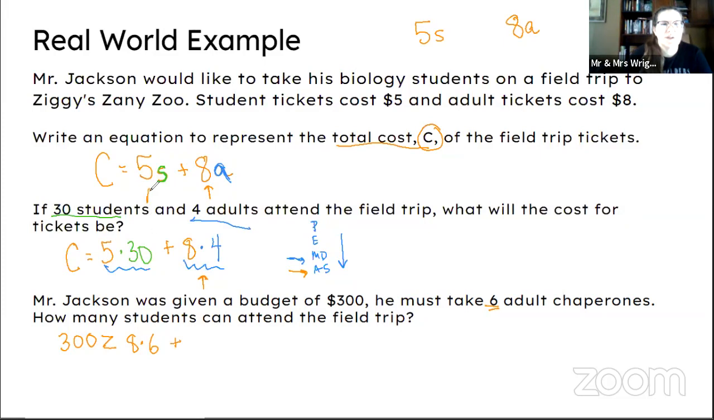Okay. How many students can attend the field trip? Plus, now I'm going to plug in my student term here. 5 times S. So we want to know how many students can attend this field trip. So we have to look at what's going to be less than or equal to $300, which is his budget. So let's start by combining our like terms or doing any operations that we're able to just go ahead and complete before we undo stuff. 8 times 6. Okay, well, 8 times 5 is 40. I know that one. So 8 times 6 has got to be 48 plus 5S.